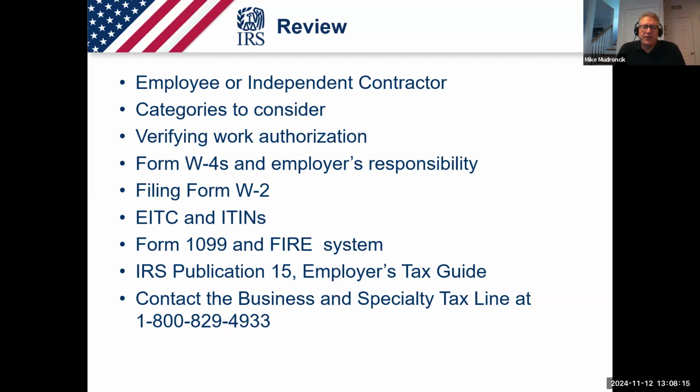Publication 15, the Employer's Tax Guide, the Bible. These are all, again, resources free from IRS. There's also a hotline that they can call at the IRS, 800-829-4933, the Business and Specialty Tax Line, specially set up for employers. And with that, I'm going to turn it back over to Karen.